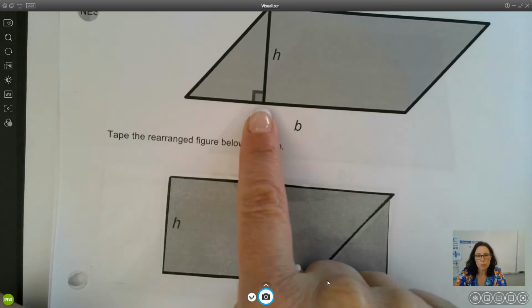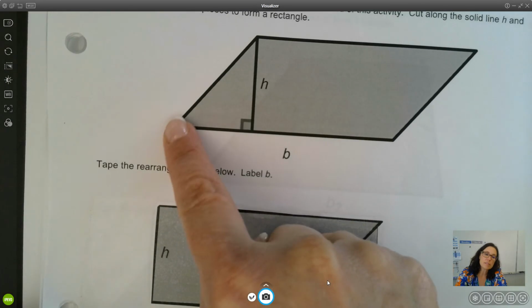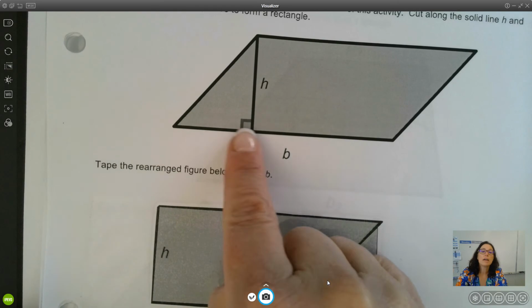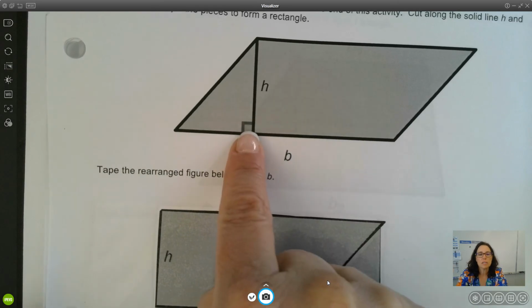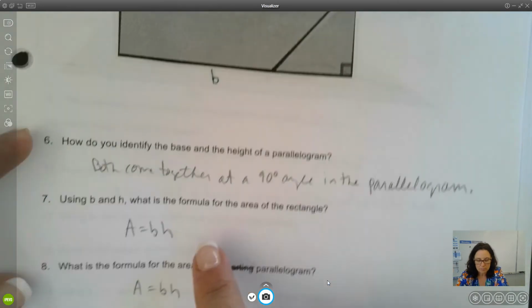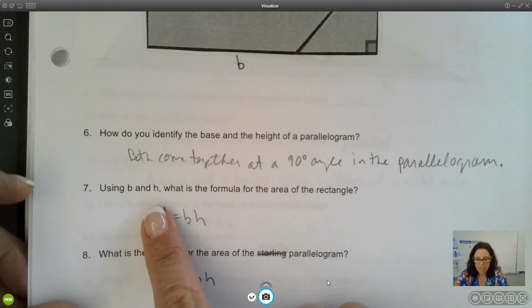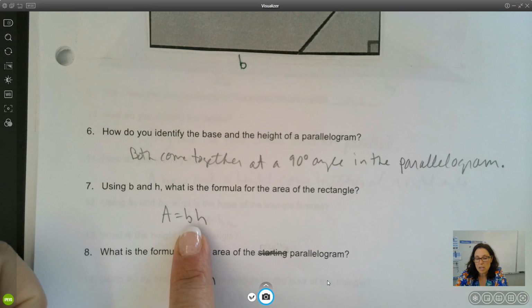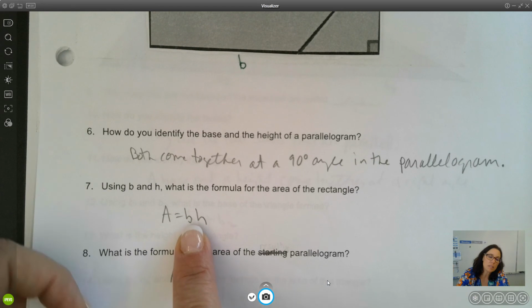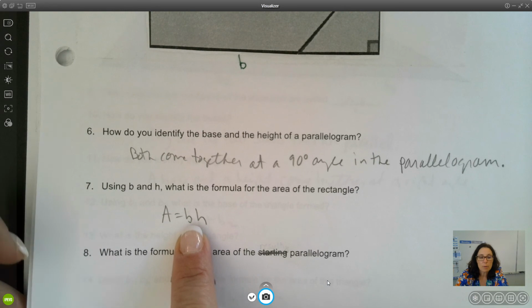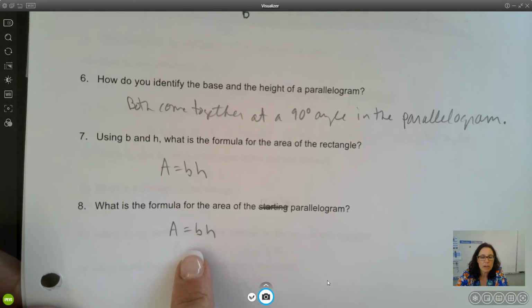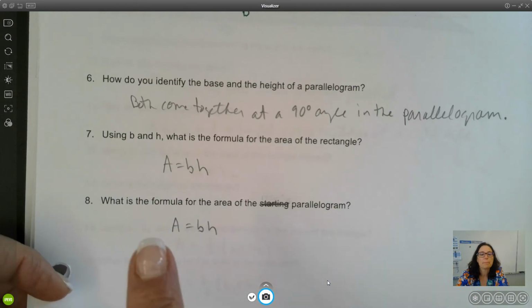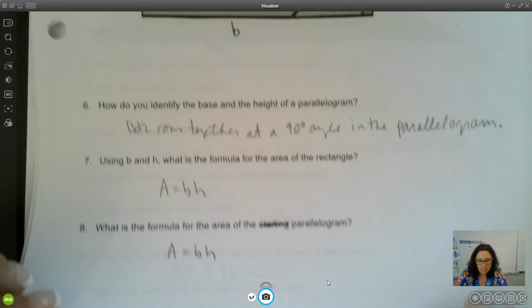It's super important to understand this is not your height. This is your height because it comes together at that 90-degree angle. Use base and height. What is the formula for the area of a rectangle? It's just area equals base times height, just like it was in the rectangle on the prior page. What is the formula for the area of the parallelogram? Base times height.